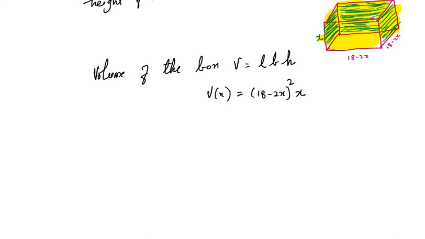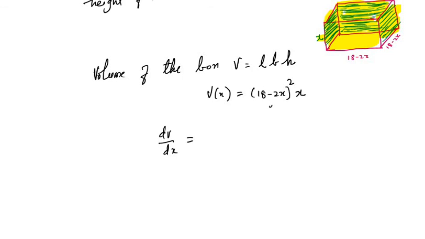Solving the equation dv by dx is equal to 0 and getting the critical point. Therefore, first we have to find dv by dx. Either you can expand 18 minus 2x a whole square, or we can use the product rule to find the differentiation. Since in the last problem I expanded, now we will see how to use the product rule here. See here, dv by dx, differentiating with respect to x.